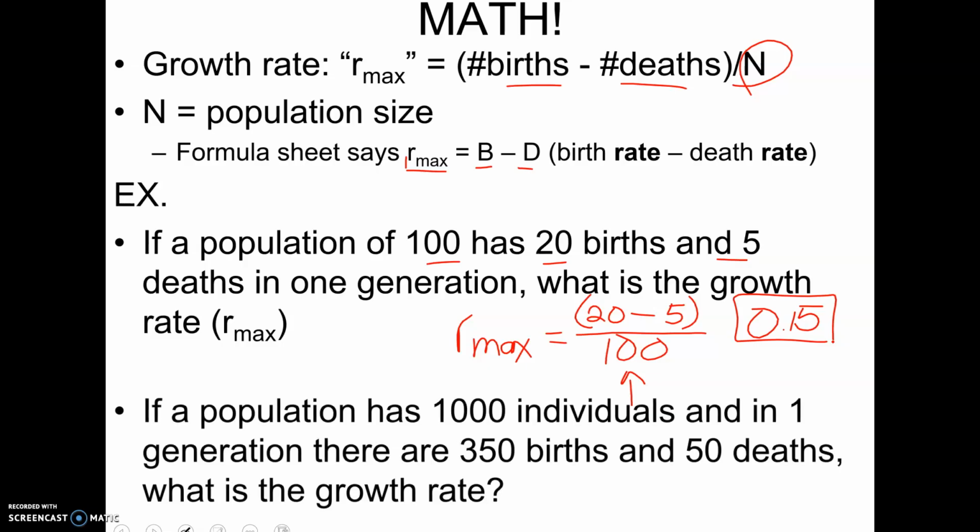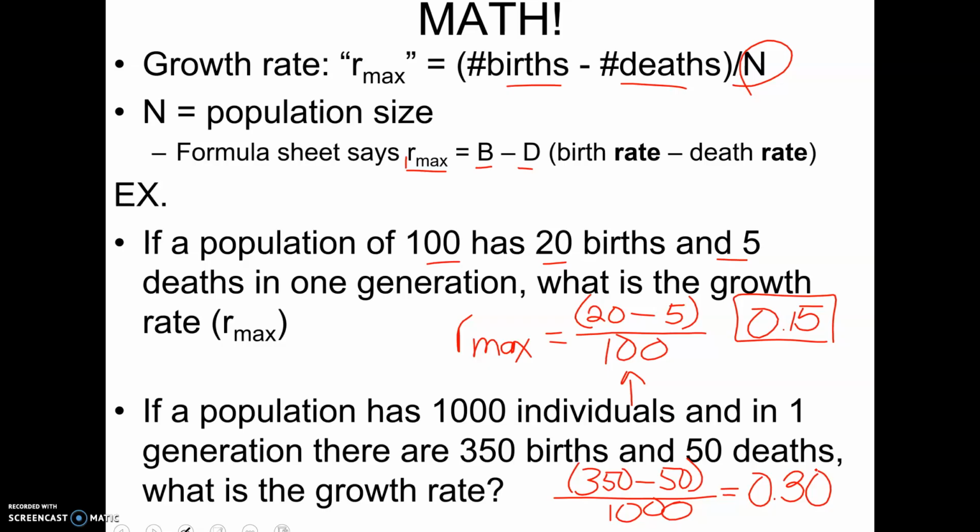Here's one more. If a population has 1,000 individuals, and in one generation there are 350 births and 50 deaths, what is the growth rate? Again, we're going to do 350 births minus 50 deaths over the size of the population to give us the rate. And our rate this time is going to be 0.30. All right, so that is how you would calculate R max or growth rate.